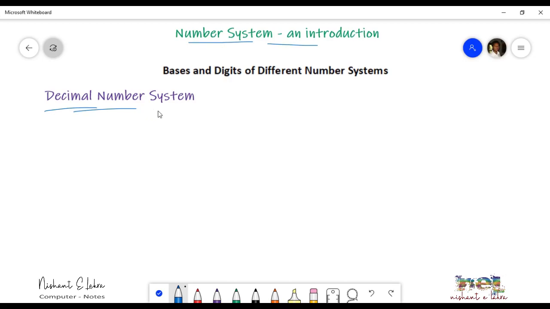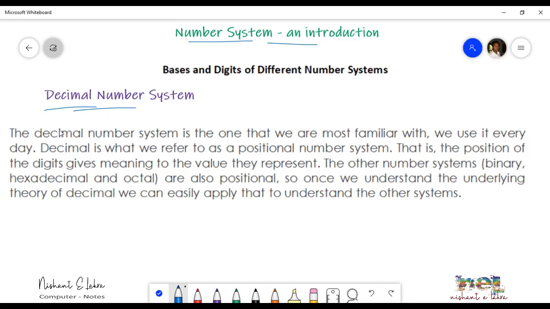Let's understand about decimal number system. Now the decimal number system is that number system that is more familiar with us, right? More familiar to us because we use it every day. Decimal is what we refer to as a positional number system. Now this is also known as a positional number system. It helps us to understand the position of every digit. The position of the digits gives meaning to the value they represent.